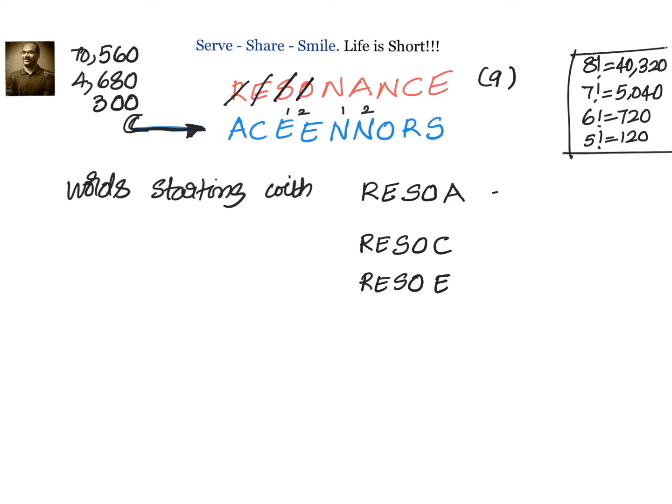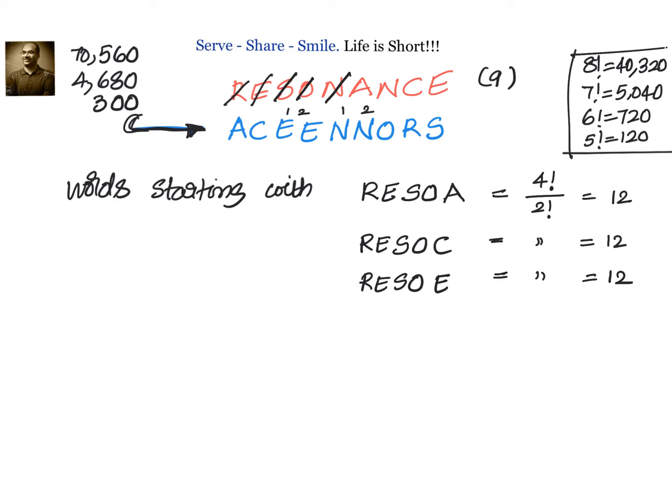So let's calculate this. Now, out of 9, 5 are fixed. That means 4, so factorial 4. Again, N is repeating 2 times. So that will be factorial 4 by factorial 2. For C also it is the same. For E also it is the same. So let us calculate this. This will be 12. This will be 12. And this will be 12.